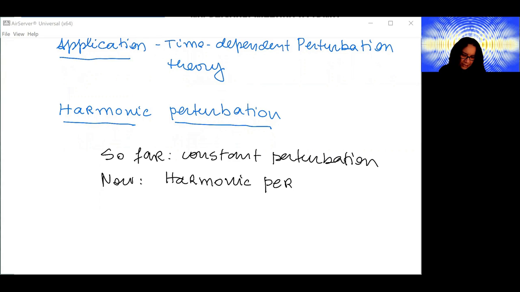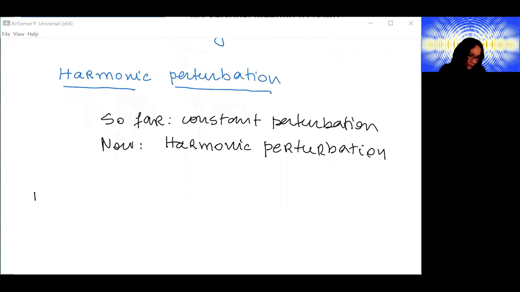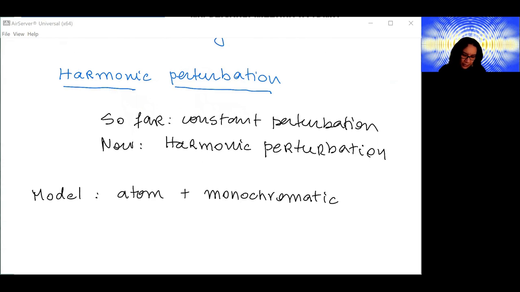And this is quite useful if you want to model light matter interaction. You can consider the atom to be an electric dipole, and this is, in fact, very used in the dipole approximation. So this means that we're going to have a model of an atom in a monochromatic laser.